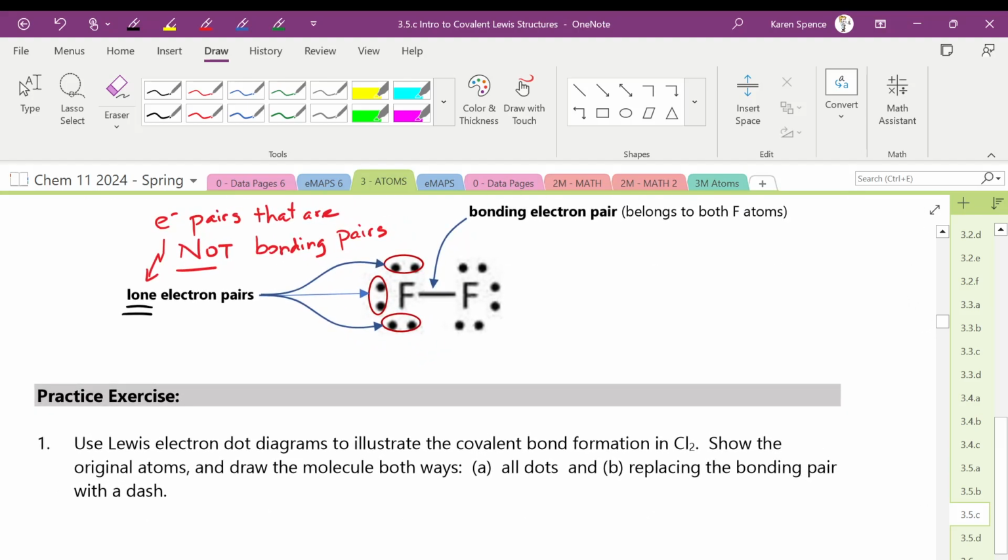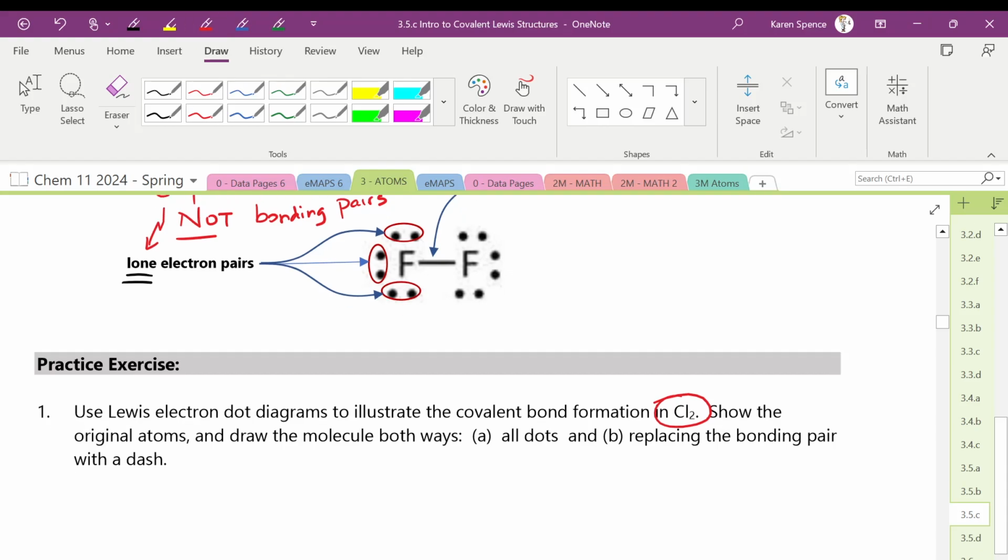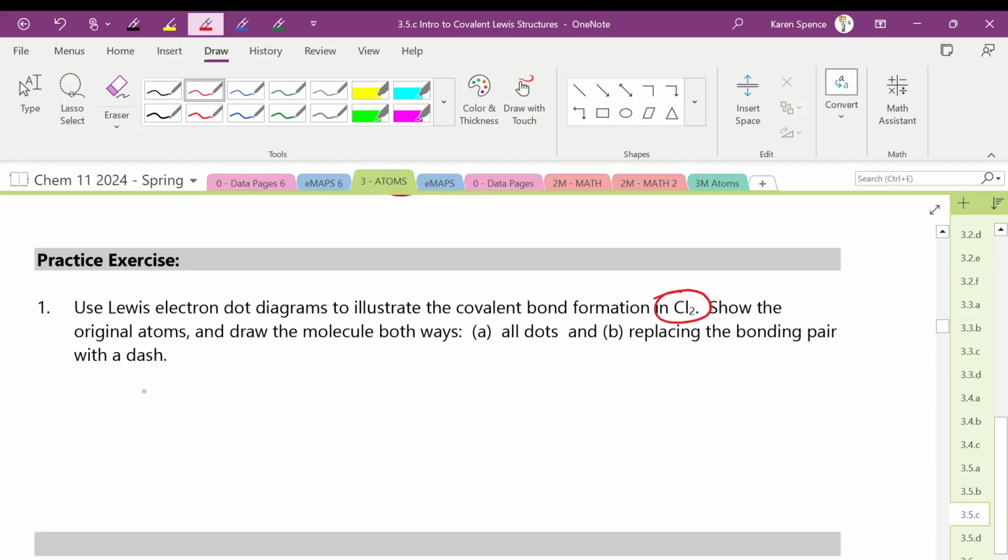I would like you to draw the covalent bond for Cl2. Start by drawing your Cl atoms separately and then draw them together. You're going to draw it with all dots, and then you're going to replace the bonding pair with a dash.